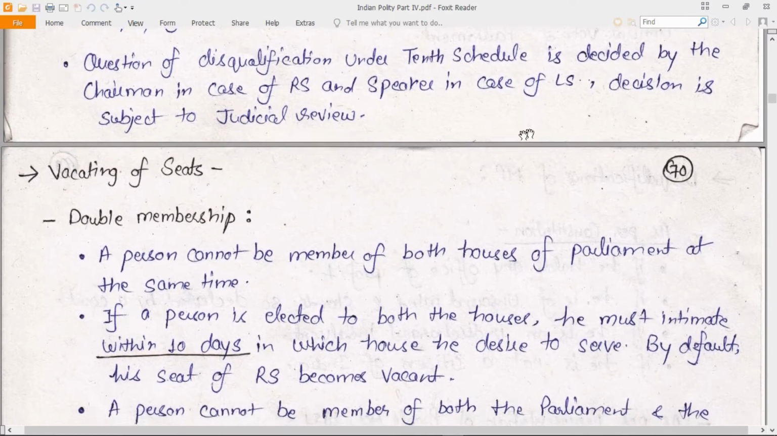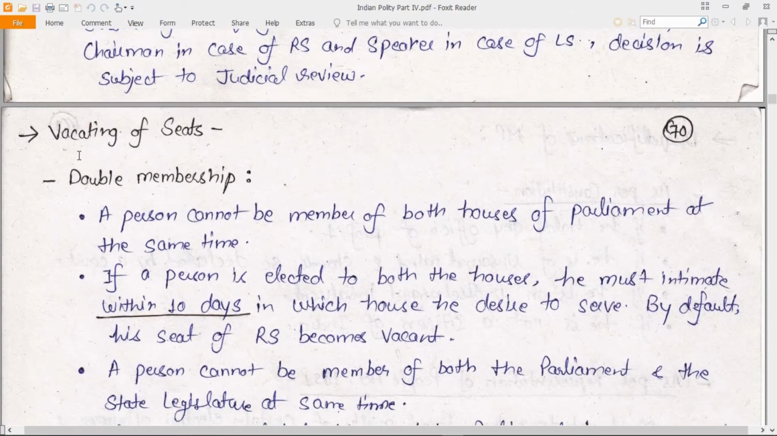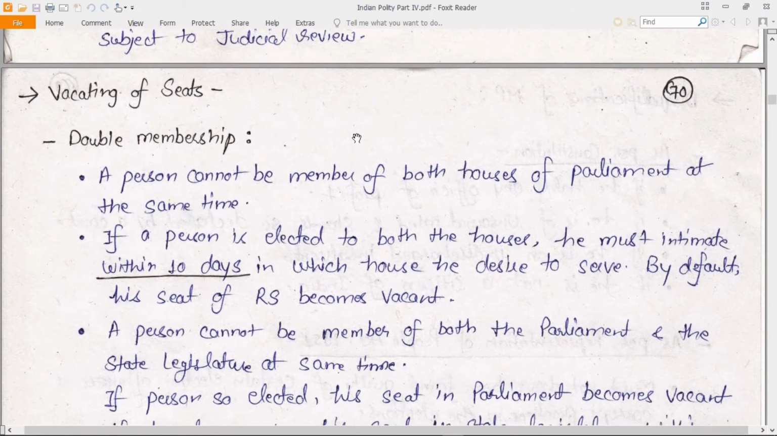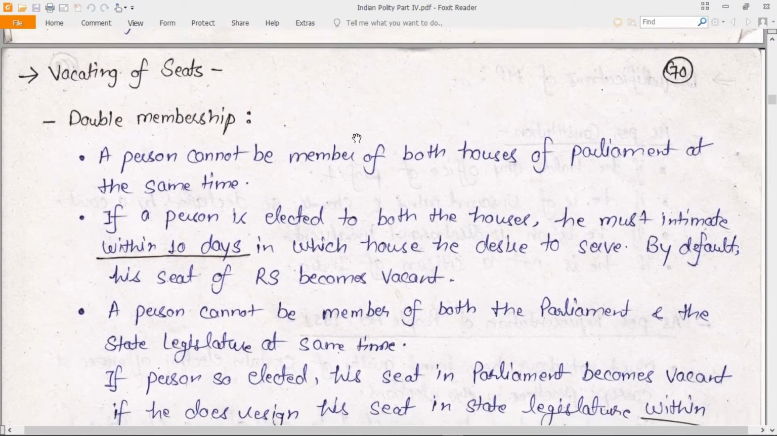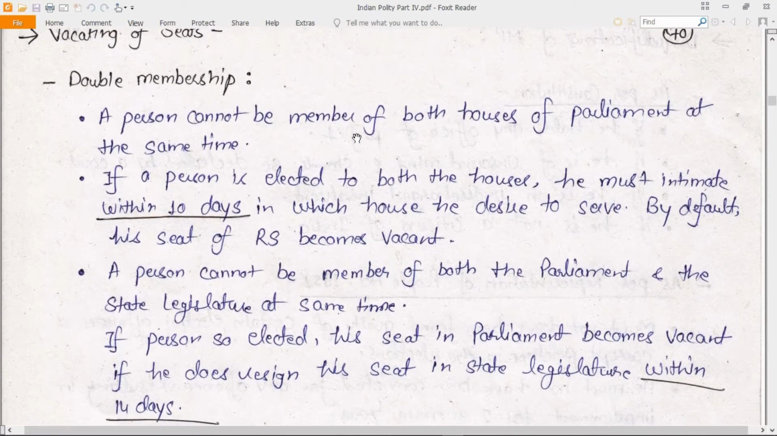Decision is subject to judicial review. Now let's see how the seats get vacated. Now let's first understand what is double membership. A person cannot be a member of both the houses of Parliament at the same time.